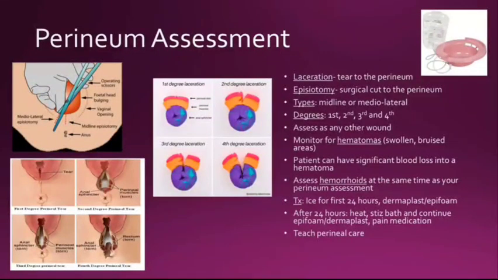After the first 24-hour period, we can switch from ice to heat. So the heat helps to vasodilate and promotes healing of that area. So ice for the first 24 and then heat after that.